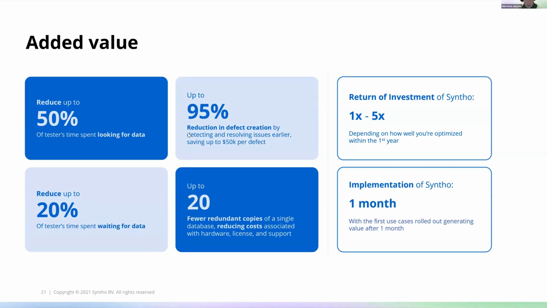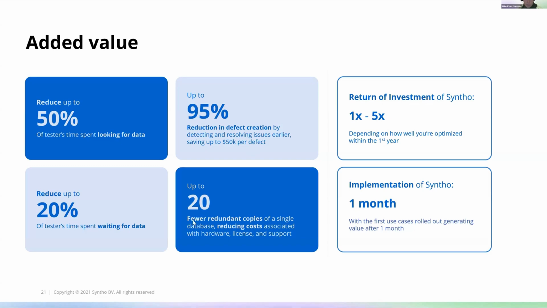Organizations can also realize up to 95% reduction in defect creation by detecting and resolving issues earlier, saving up to 50K per defect over time. And that is value you can create with proper test data. Without proper test data, you will find those defects potentially later in the cycle or even in production, and that is not what you want.